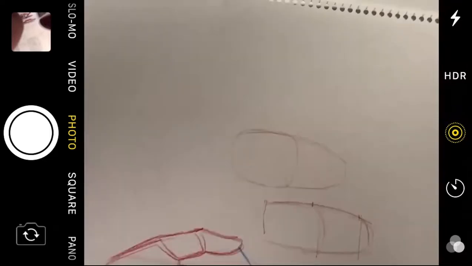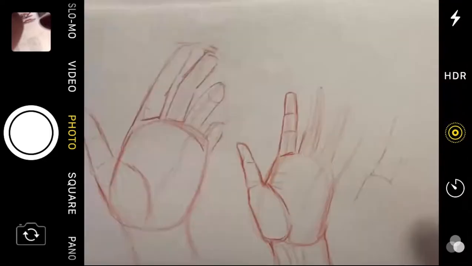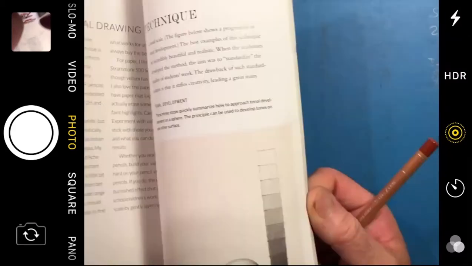So let me think. I want to show you something else. So here in the book, I have these. What is it?